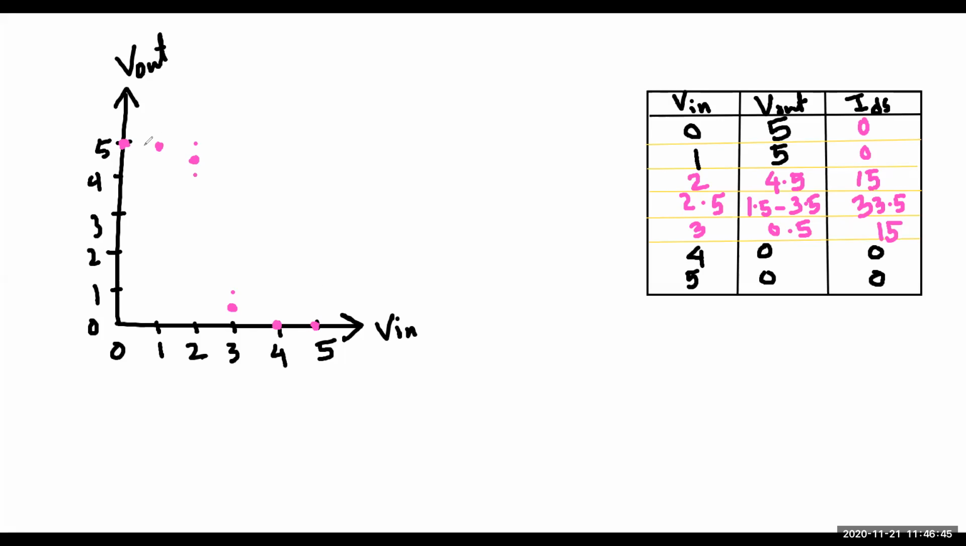By the way, we missed 2.5. For 2.5, it is 1.5 to 3.5. This is 2.5. 1.5 will be here, 3.5 will be here. So connect the line. So this is our curve. Understood, everyone? Okay. For the current graph, we have to do the same.